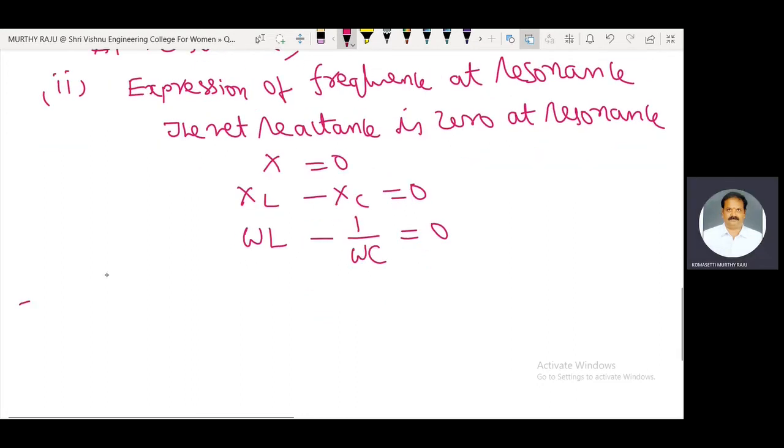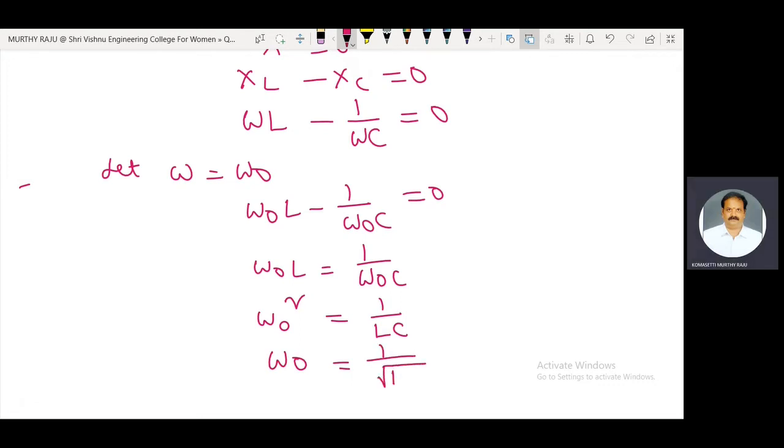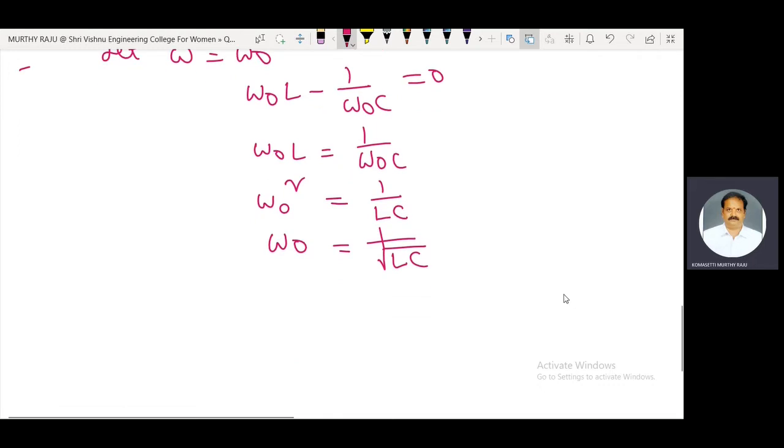At the resonance condition, the angular resonance frequency, omega is replaced with omega naught. Omega naught L minus 1 by omega naught C is equal to 0. Omega naught L equals 1 by omega naught C. Omega naught square is equal to 1 by L into C. Omega naught is equal to 1 by root LC. This is the angular resonance frequency.